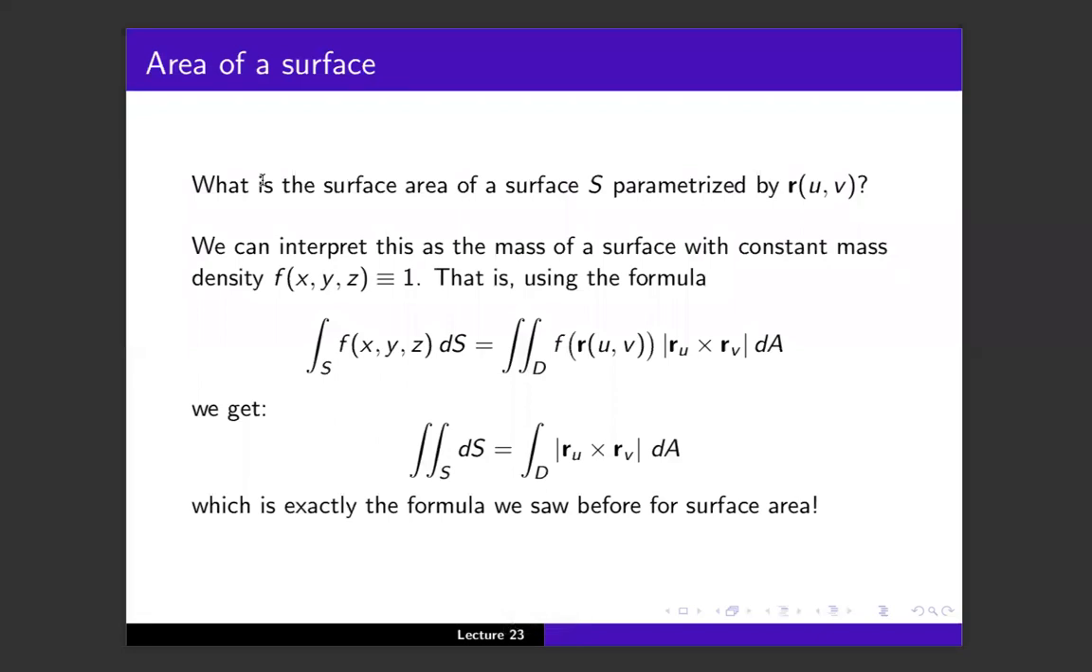Now, what happens when you actually try to calculate the surface area of some surface? Well, once again, you can interpret this as the mass of a surface with a constant mass density given by f(x,y,z) is always equal to 1. Which is to say, you want to use this formula: the integral of f(x,y,z) dS is the double integral of f(r(u,v)) times the magnitude of r_u cross r_v. But if f(x,y,z) is constantly 1, then I know what f(r(u,v)) is. It's still going to be just 1. It's just going to be the function 1.